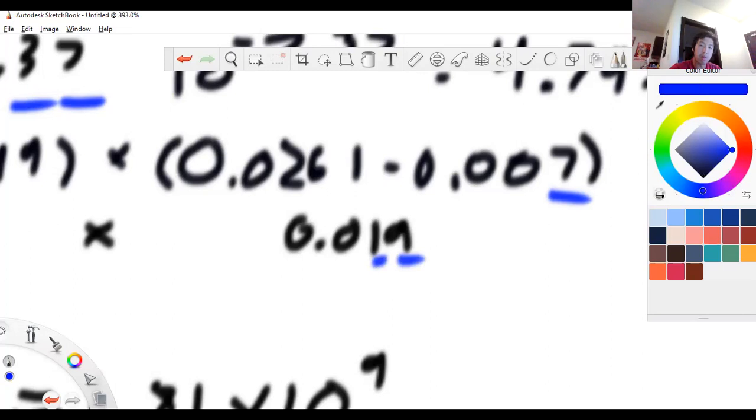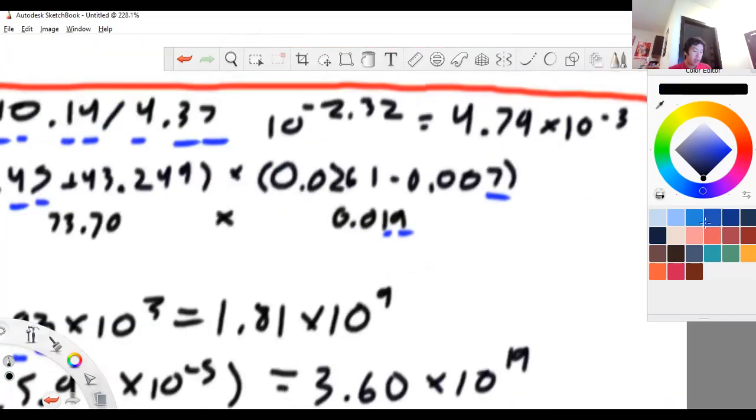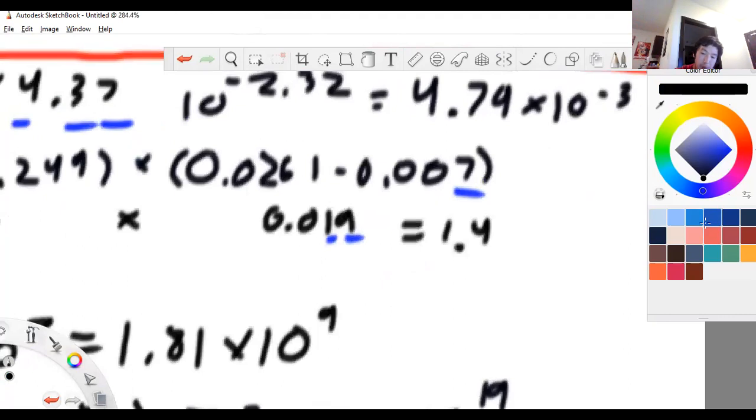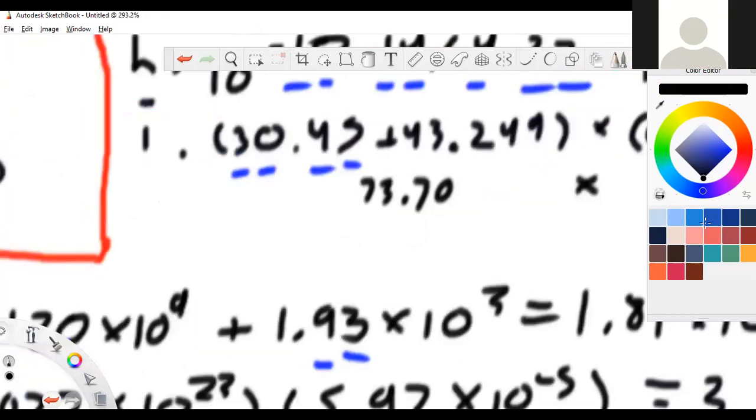So we have 2 sig figs versus 4 sig figs. We're going to use this second one. 73.70 times 0.019 is 1.4. That will be answer to I, and hopefully we can squeeze J in down here.